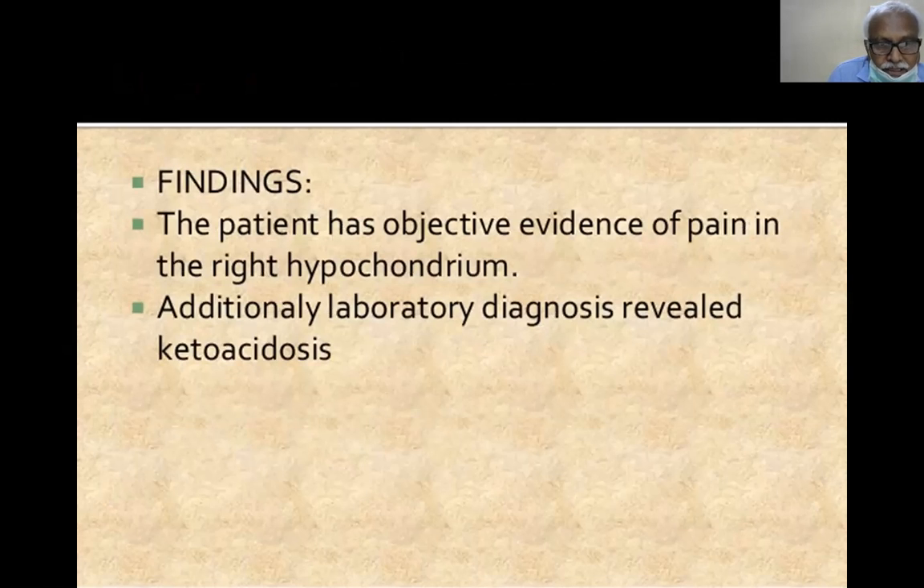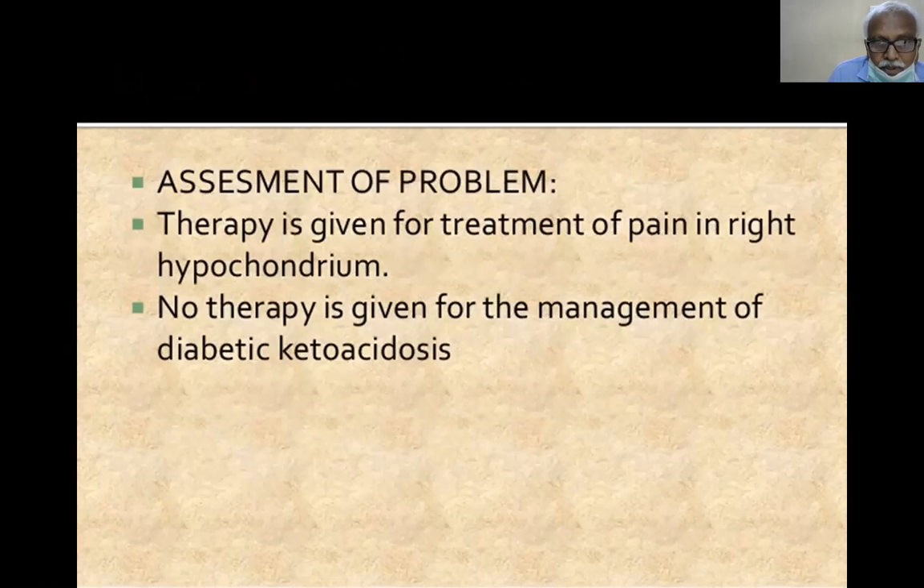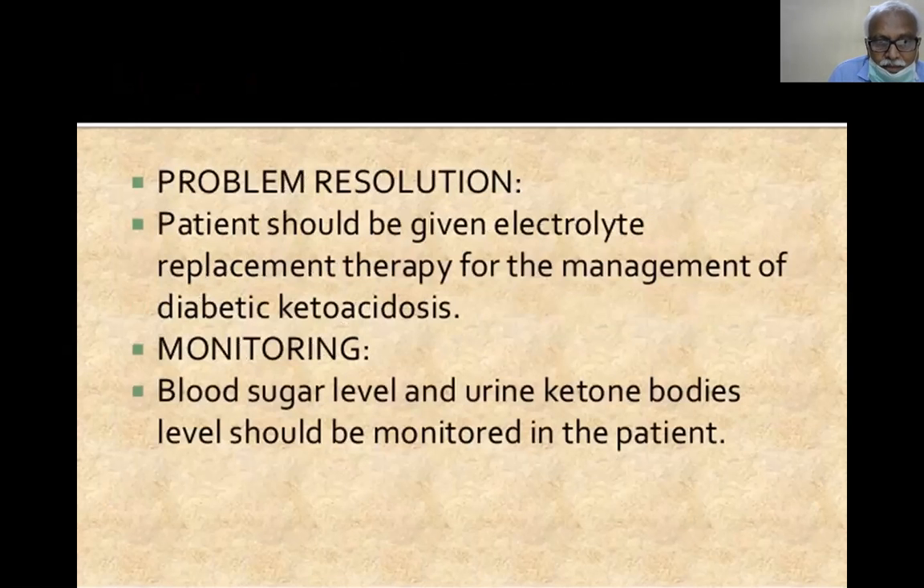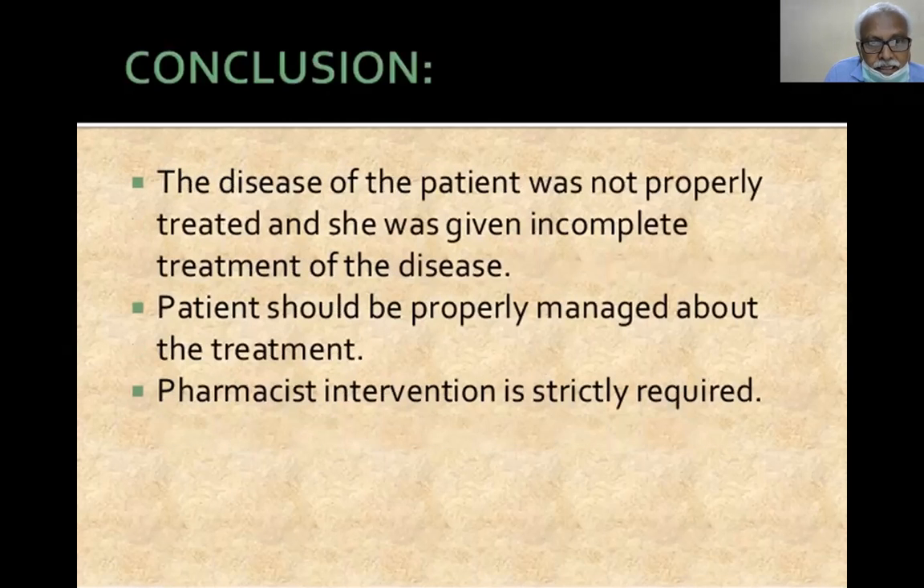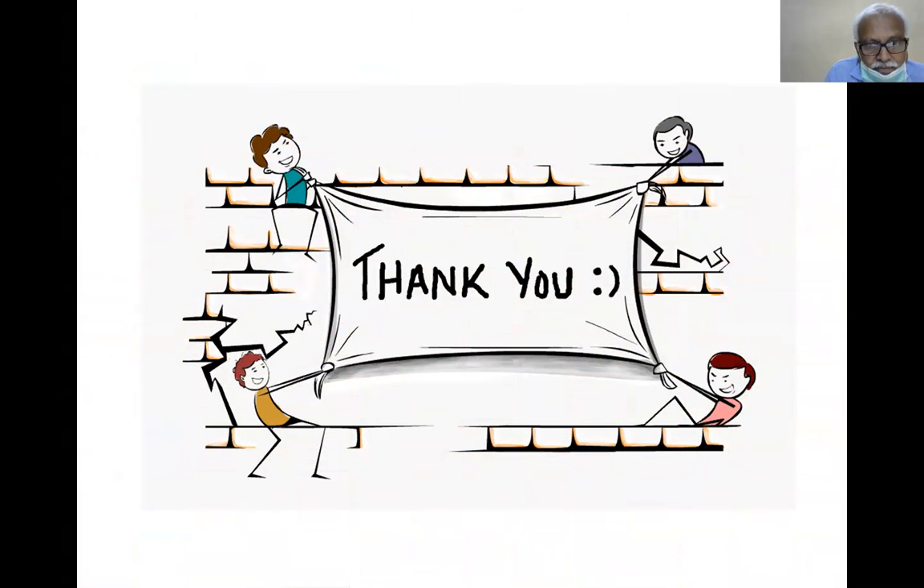Additionally, laboratory diagnosis revealed ketoacidosis. So therapy should be given for treatment of pain in the right hypochondrium and at the same time for the management of diabetic ketoacidosis. For problem resolution, the patient should be given electrolyte replacement therapy, and we have to have a monitoring system. Blood sugar level and urine ketone bodies level should be monitored every 4th hour at least. The disease of the patient was not properly treated in this particular condition, so she was not given a complete treatment for the disease. Now, since we found out the problem, we have to put her on insulin.